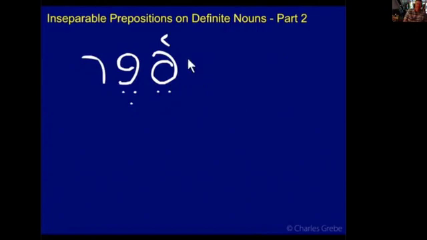So if we add ha to it, we have three parts, remember? We have the consonant, we have the vowel, patach, and we have gemination of the following letter, which is marked by the dagesh forte.